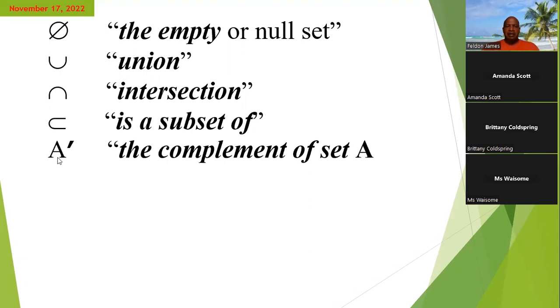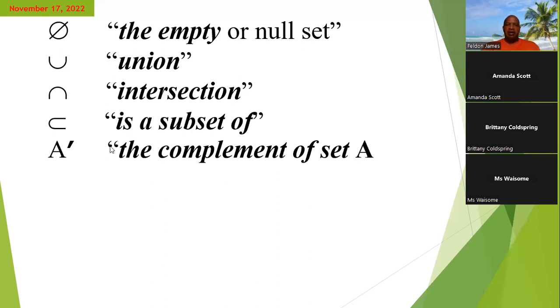Now this A with a dash, for set notation, this A with a dash means complement of a set. And a complement of a set is simply the members outside the set. So the complement of set A would be all the elements outside set A. Now, A by itself, without the dash, means you have all the members inside set A. You're focusing on those members inside A.